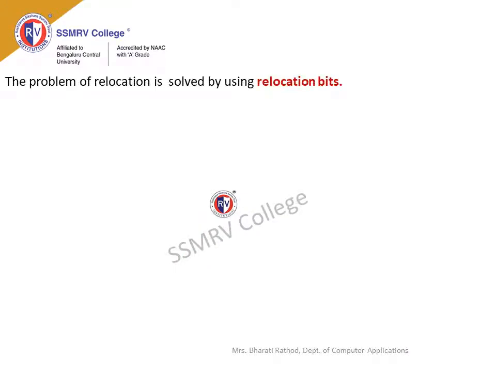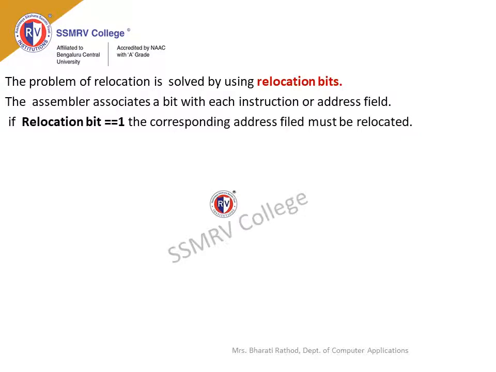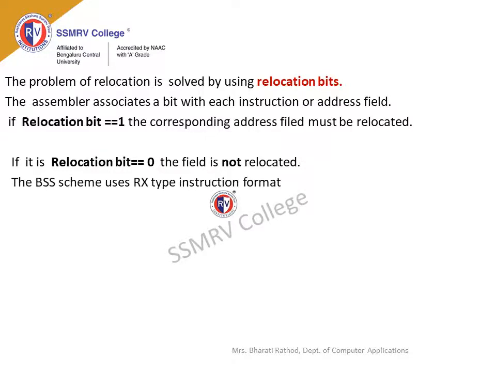Thus, the problem of relocation is solved by using relocation bits. The assembler associates a bit with each instruction or address field. If the relocation bit is equal to 1, the corresponding address field must be relocated. If the relocation bit is equal to 0, the field is not relocated.